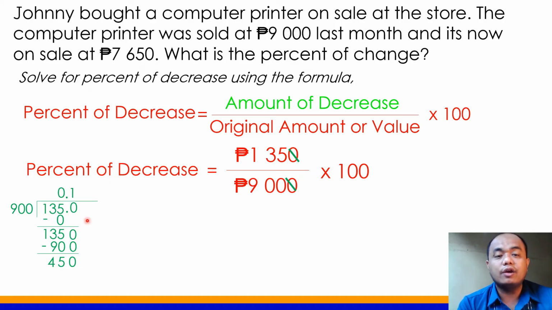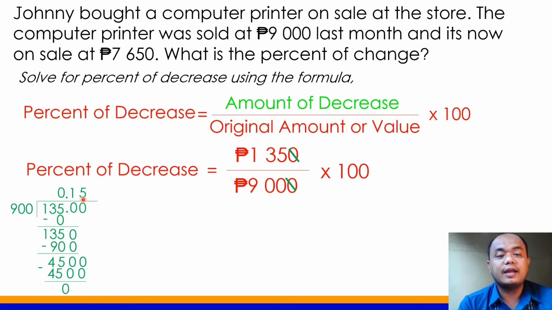Hindi ito i-divide. Balik. Kasi hindi pa tayo nakapag-bring down. Para maka-bring down tayo, we will add another 0 here. Yan. Yung na-add natin na 0, i-bring down natin yan. So, to make our dividend 4,500. 4,500, i-divide mo sa 900 ay magiging, very good, that's 5. And then 5 times 900 ay magiging 4,500. And then, we will subtract 4,500 minus 4,500, of course, will give you 0.